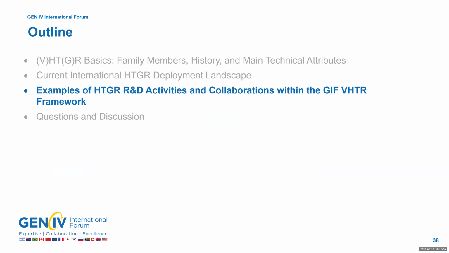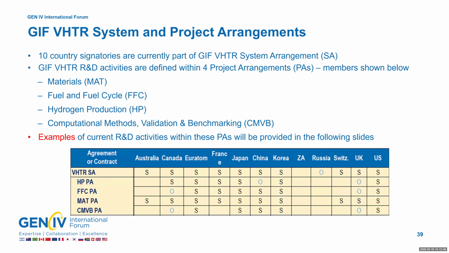Okay, so that was a quick overview of where we are with deployment projects. Let me dive a little bit more into today's topic, a few examples of what we do within the Generation IV Forum on HTGR systems. So this is what our system and project arrangement looks like. How this works is the country members sign on to what's called the system arrangement. That's the overall umbrella, and we have 10 country members currently signed on. And within that, there are 4 project arrangements, basically detailing how we will do the collaborative research work. In our case, we have the materials, fuel and fuel cycle, hydrogen production, and then computational methods validation and benchmarking project arrangements. So these 4. And I will provide, I think, 2 slides on each of them to give you an idea of what we do in these groups.